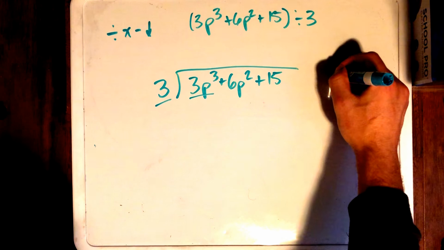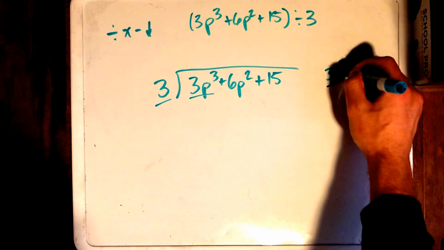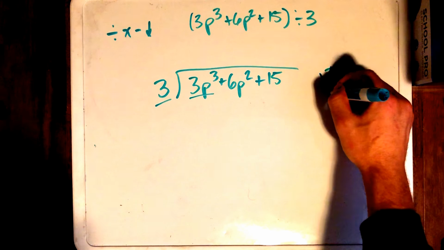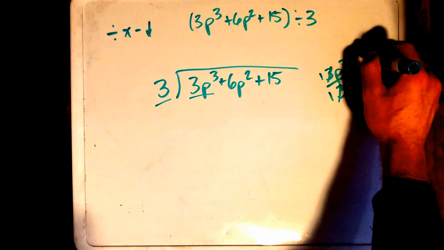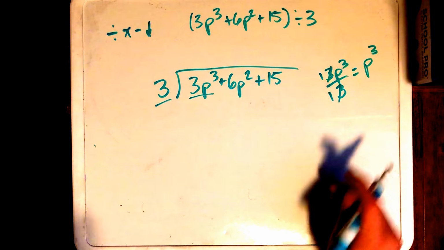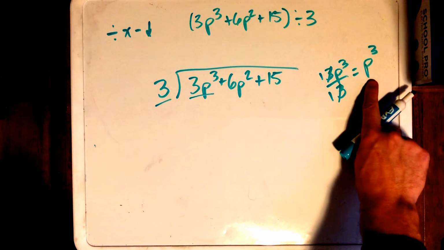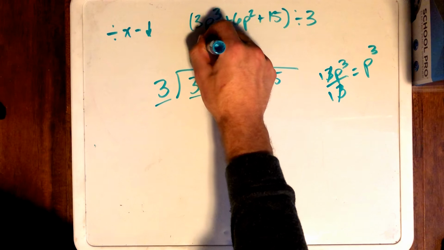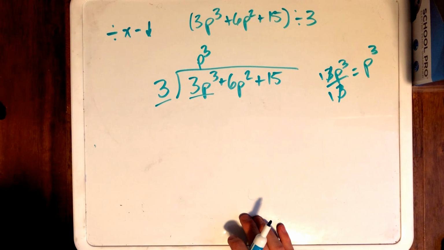So 3p cubed divided by 3. Well, we know that 3 divided by 3 is 1, so we can change these to 1s. And we're left with p cubed over 1, which is just p cubed. So just like when we did our other long division, we've done our division now, and we want to put this on top as the first part of our answer, which is good.